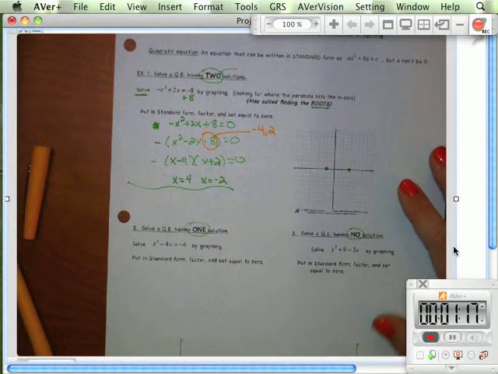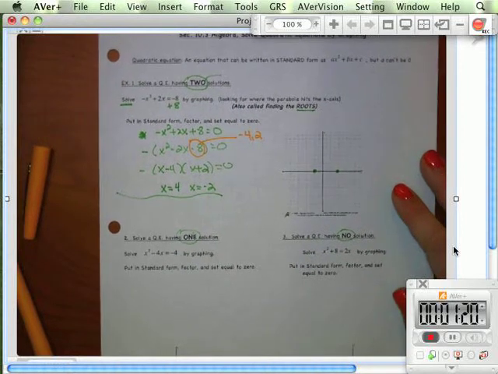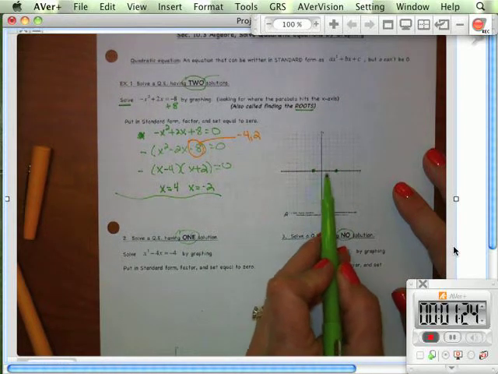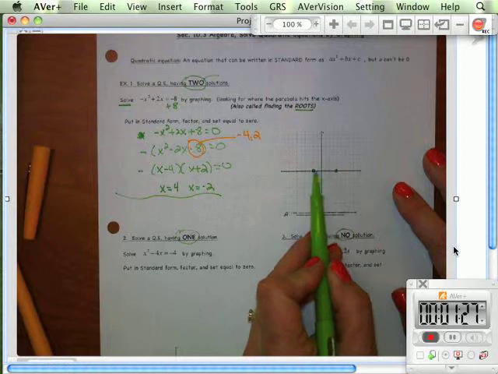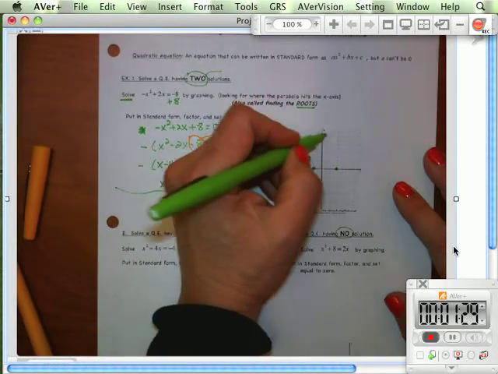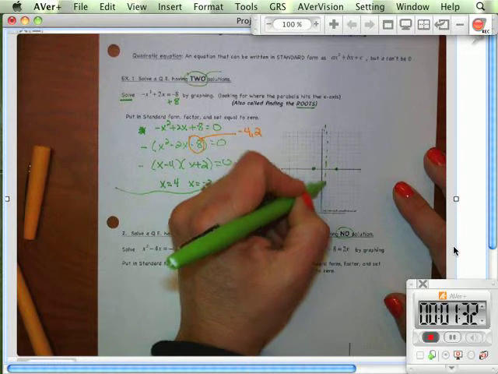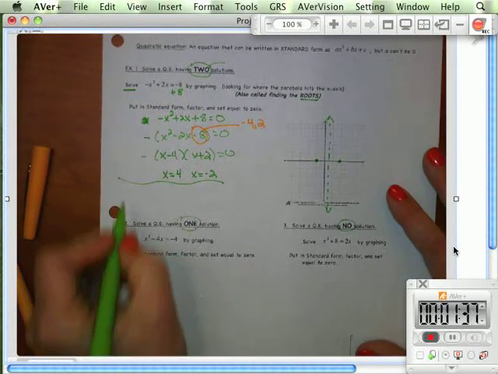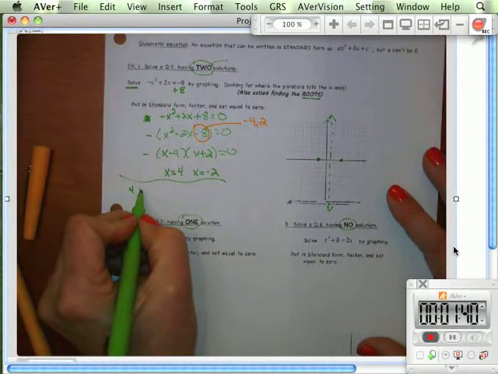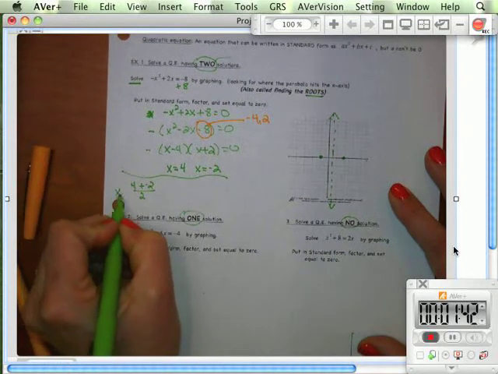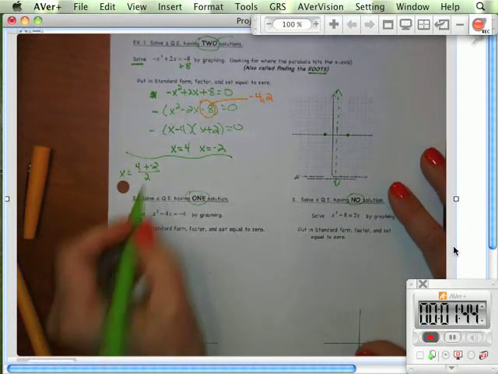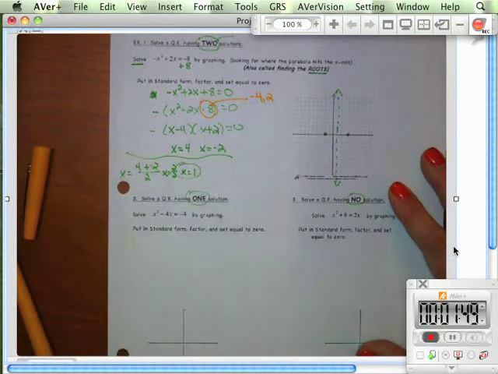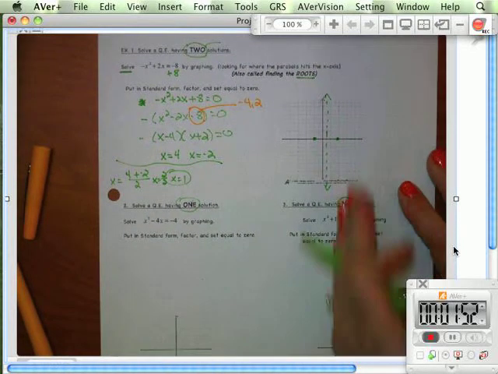I need the axis of symmetry to find the vertex, don't I? So can I just look and figure out halfway here? Go in 3, go over 3. It would be where x equals 1. If you don't see that, you can add them and divide by 2. And x equals 2 over 2. X equals 1. So there's my axis of symmetry. If you're not sure just by the graph, you can always do that.